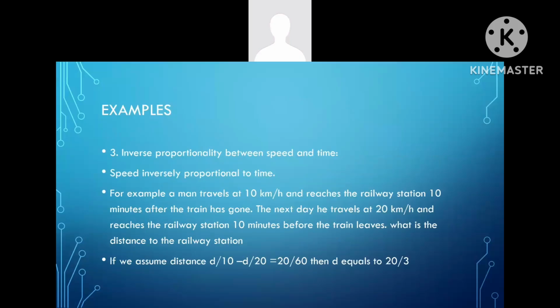Next comes inverse proportionality between speed and time. Speed is inversely proportional to time. For example, a man travels at 10 km per hour and reaches the railway station 10 minutes after the train has gone. The next day, he travels at 20 km per hour and reaches the railway station 10 minutes before the train leaves. What is the distance to the railway station? If we assume d by 10 minus d by 20 equals 20 by 60, then d equals 20 by 3.